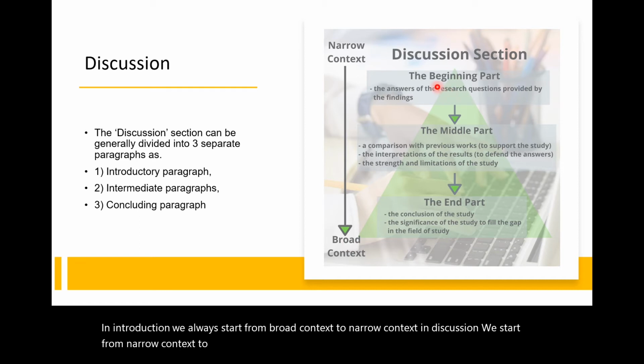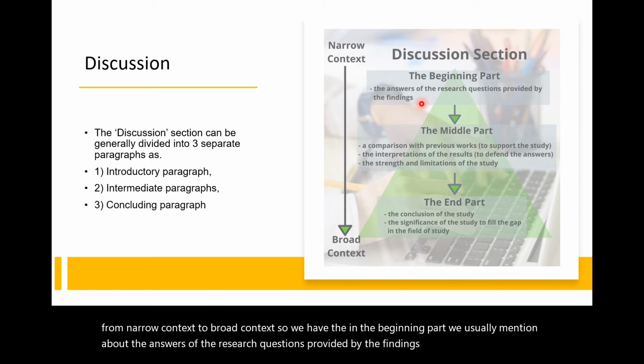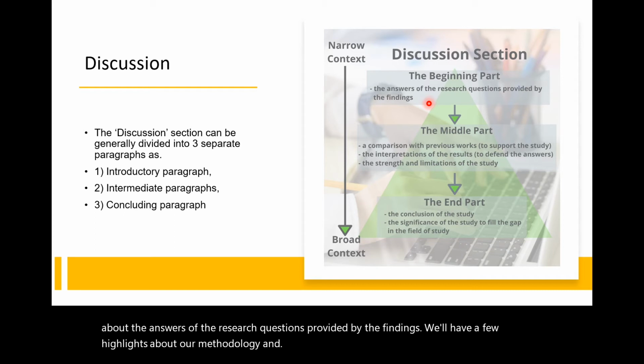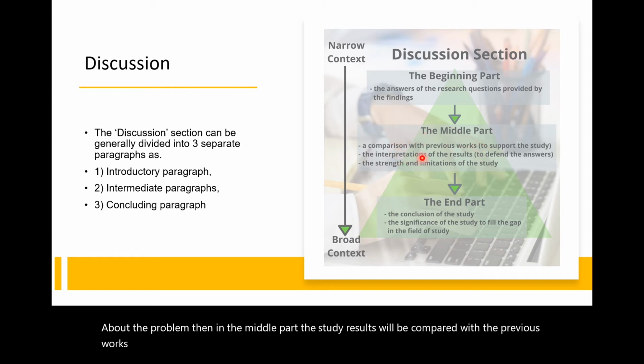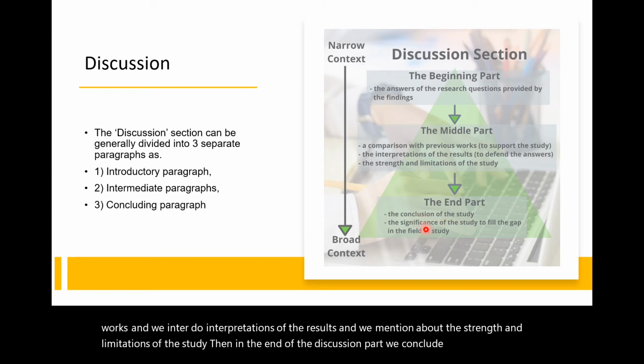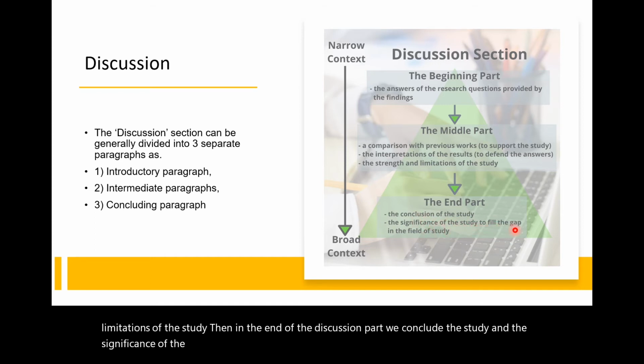In the beginning part, we usually mention the answers to the research questions provided by the findings. We will have a few highlights about our methodology and about the problem. Then in the middle part, the study results will be compared with the previous works, we interpret the results, and we mention the strengths and limitations of the study. Then at the end of the discussion, we conclude the study, and the significance of the study to fill the gap will be mentioned.